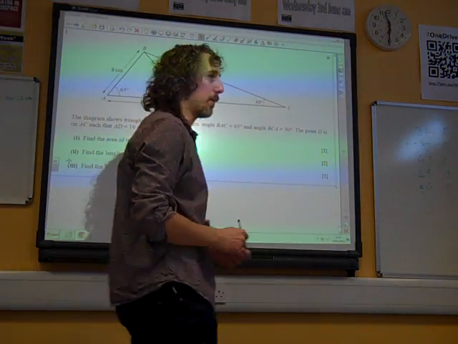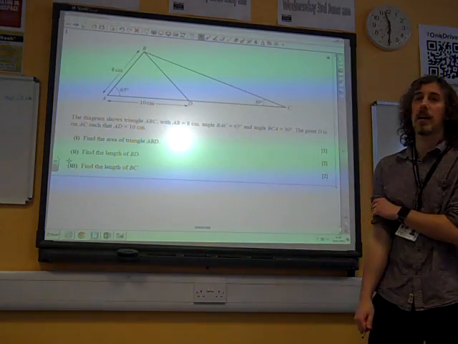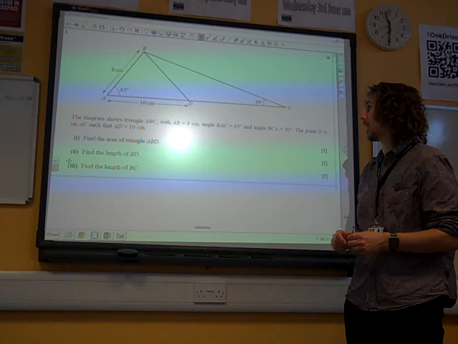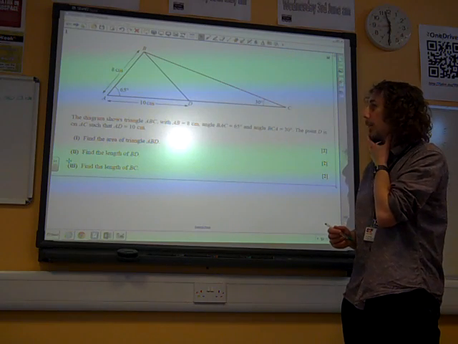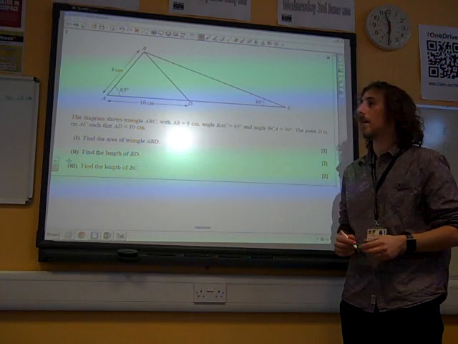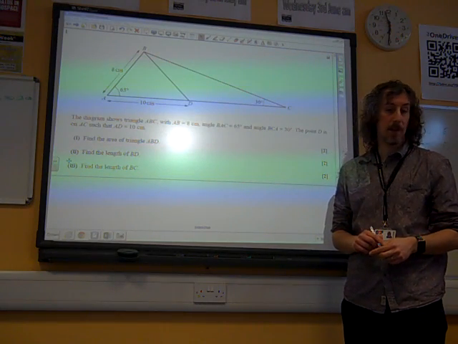Right. So, the 2014 quarterly paper, question 1. The diagram shows the triangle ABC with AB is 8, BAC is 65 degrees, and angle BCA is 30 degrees. The point D is on AC such that AD is 10. Find the area of triangle ABD.